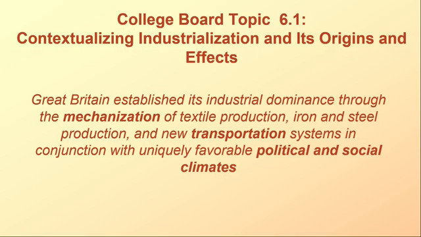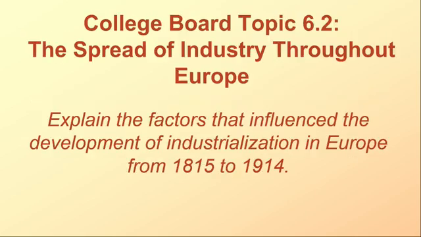And we've got this. Great Britain established its industrial dominance through the mechanization of textile production, iron and steel production, and the new transportation systems in conjunction with a uniquely favorable political and social climate. All of that is important and meaningful.